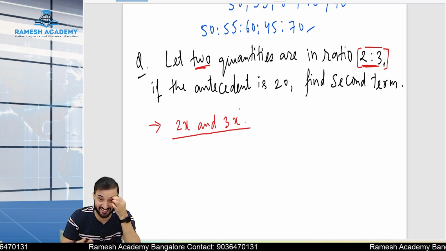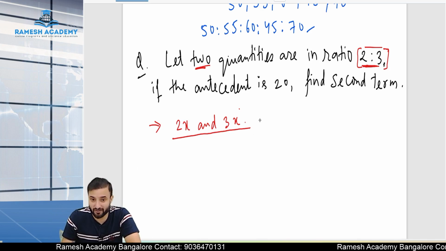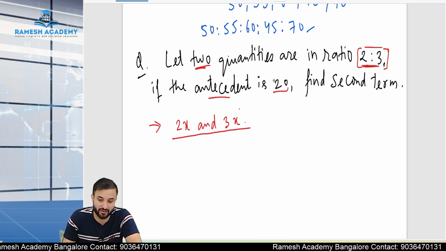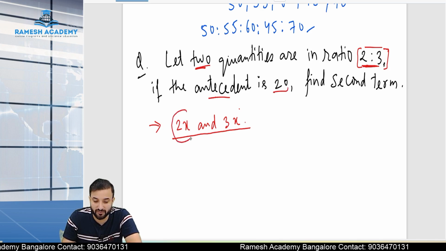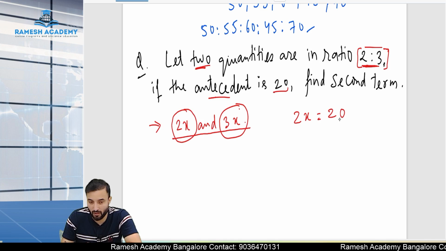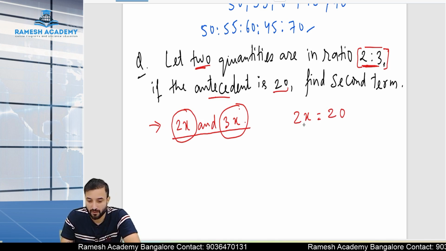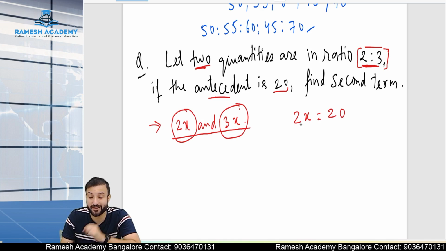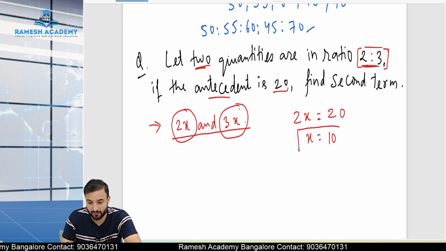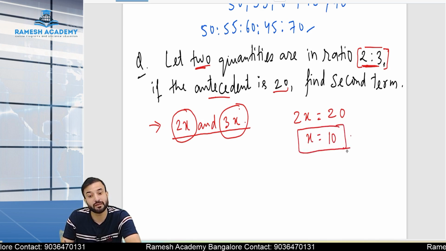Now see here what they said: if the antecedent is 20. We know the first one is the antecedent, the second is the consequent. The antecedent is 20, so antecedent is 2x, which is 20. So we get x equals 20/2, that is 10.